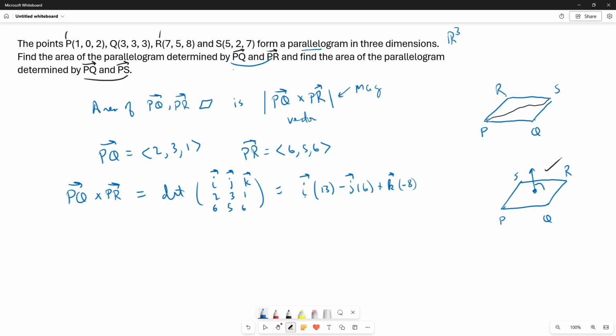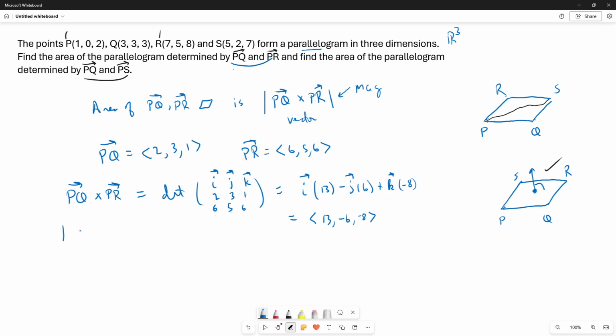So let me just double check my arithmetic on these. The i coefficient is 18 minus 5. The j coefficient is 12 minus 6. And the k coefficient is 10 minus 18. Okay, so that's PQ cross PR in component form. We have 13, negative 6, negative 8.